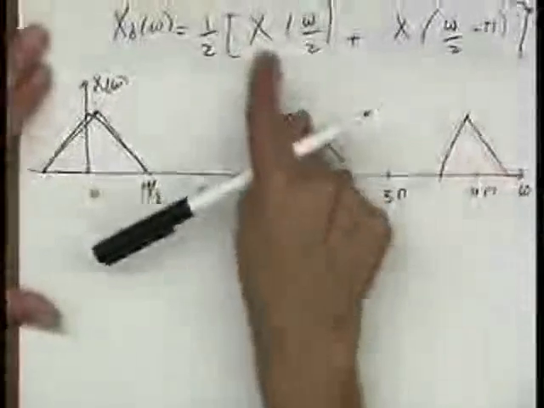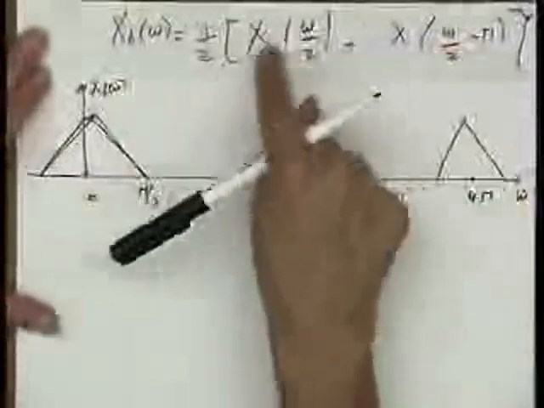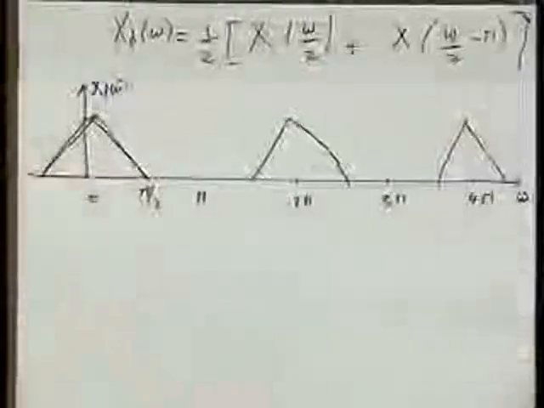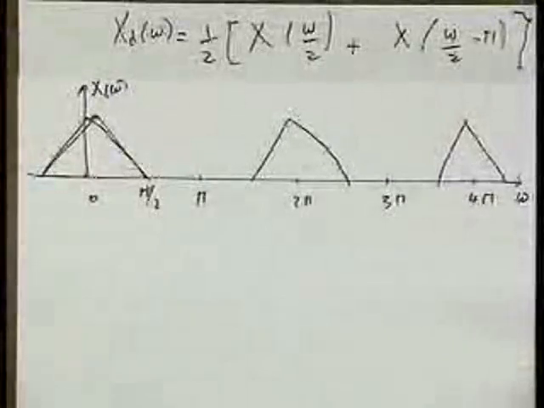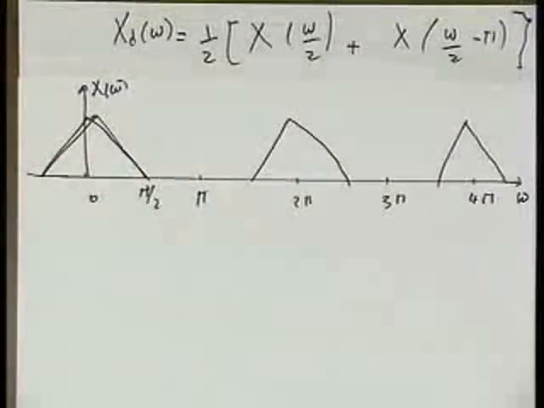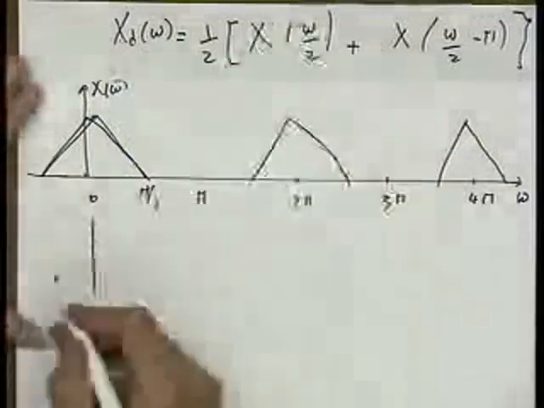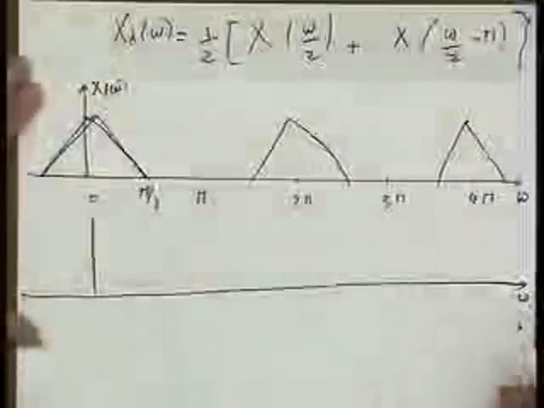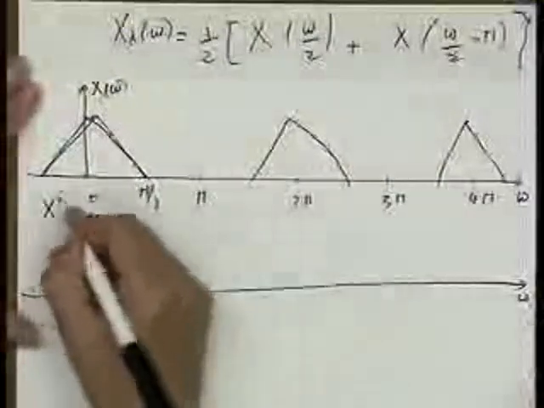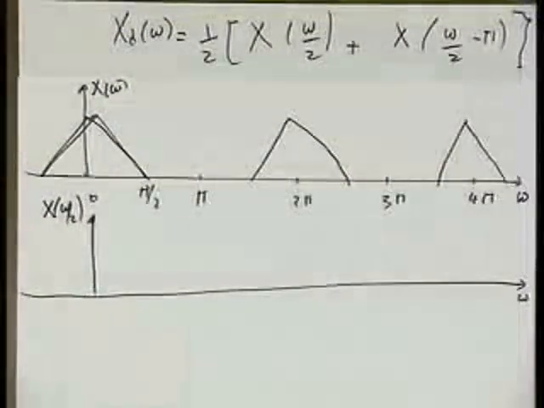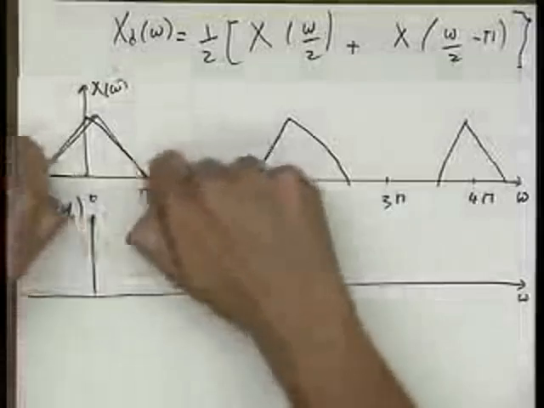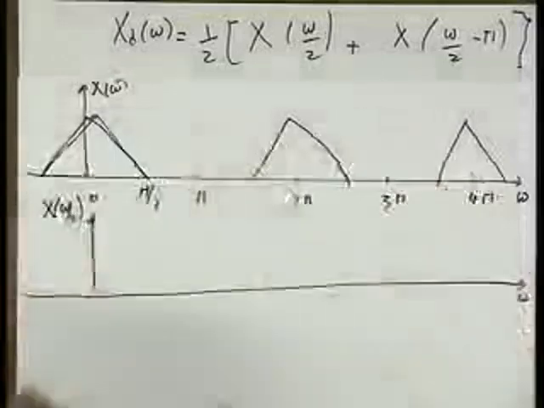Now I'm trying to plot X of omega over 2. How would X of omega over 2 look like? Because I want to plot that. Here's my omega. Yeah, it's like getting this and stretching it this way, stretching it by a factor of 2.